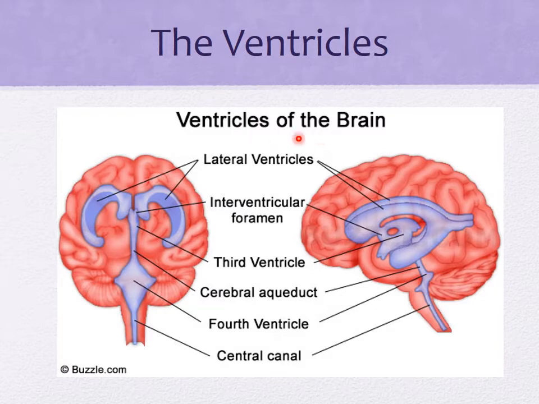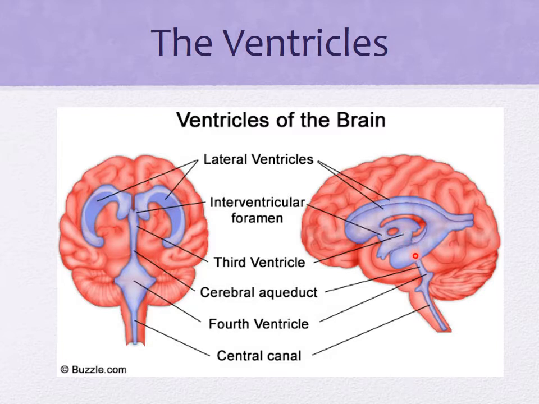So just to give you the lay of the land as far as your ventricles are concerned, you have two lateral ventricles, and then you have a foramen here. You can see there's a side view here as well, where CSF flows from the lateral ventricles into the third ventricle. And then from the third ventricle, you have your cerebral aqueduct, which is also called the aqueduct of Sylvius, which is where a lot of obstructive hydrocephalus comes from because there's an obstruction in between the ventricles.